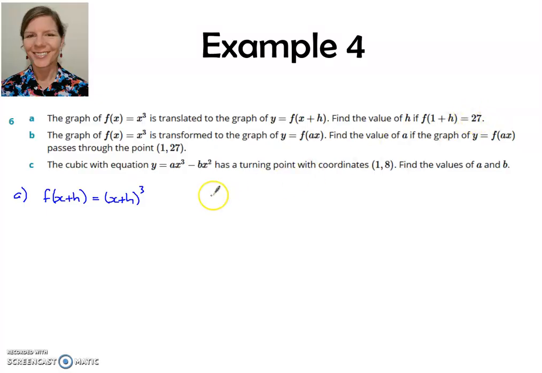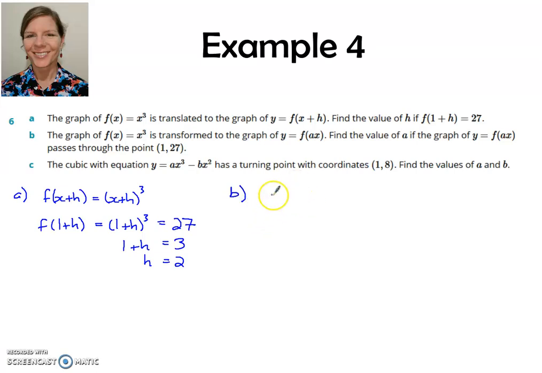So what that means is that f of 1 plus h is 1 plus h cubed, and that also equals 27, because we've been told that. So this is what we now need to solve: 1 plus h cubed equals 27. If we take the cube root of both sides, you get 1 plus h, and of course the cube root of 27 is 3, therefore h must be 2. So really straightforward. It's just sometimes getting a little bit tied up in knots in terms of the function notation. Alright, part B. So B is very similar.